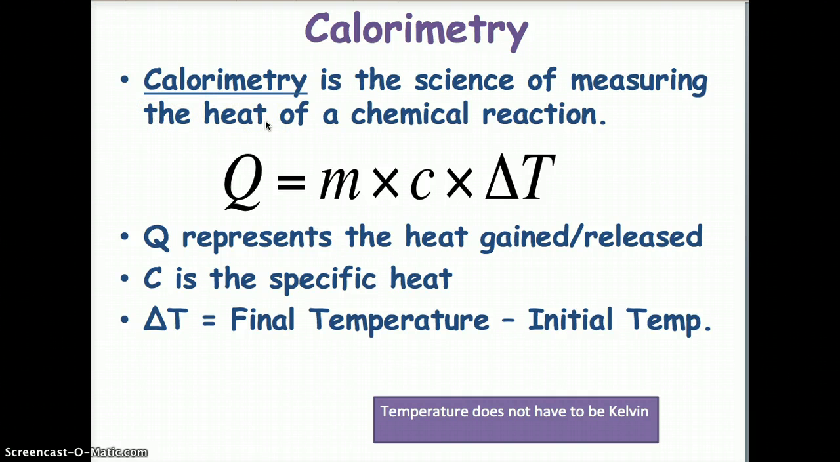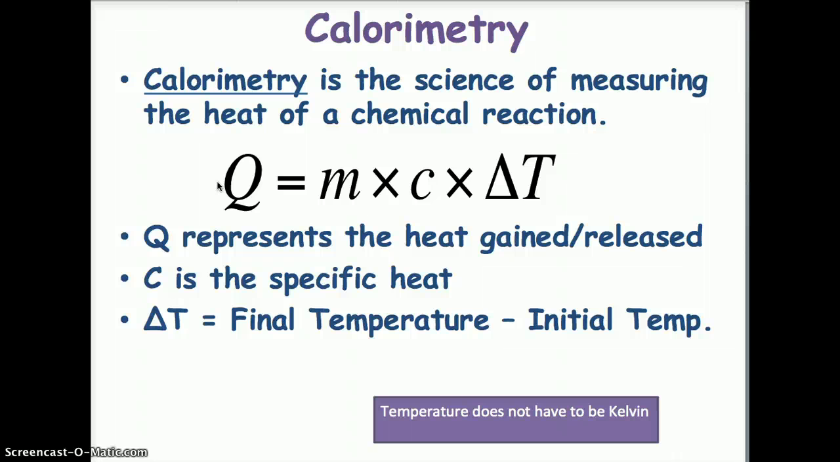Calorimetry is the science of measuring heat, the amount of heat that's released or absorbed during a chemical reaction or due to the transfer of energy, because heat tends to travel from hot to cold substances, and when there's two different temperatures, that tends to happen. There's a transfer of heat. Now, Q represents heat, M the mass of the object that you're measuring, so it's just one object.